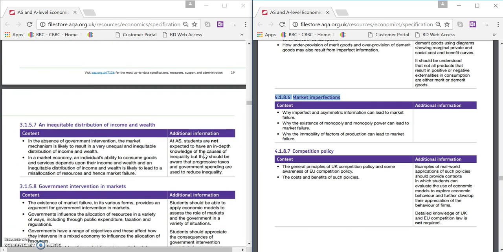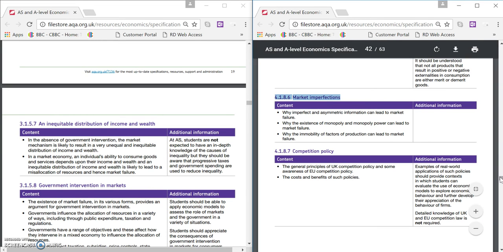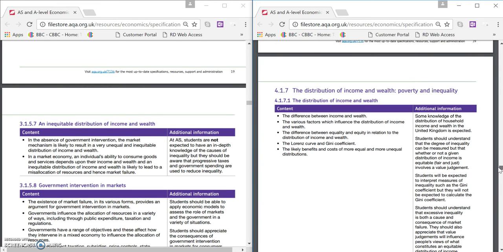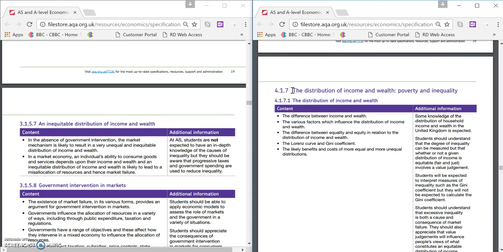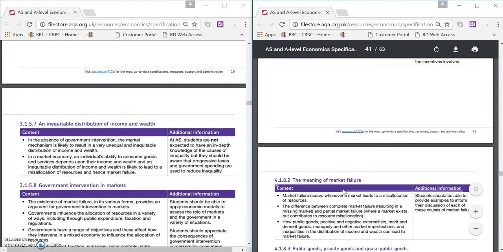Next up in the AS is the inequitable distribution of income and wealth. Now in the A-level we covered that as an entire content area, and I'll just scoot up here on the A-level spec, and you can see 417, which is where we are at the moment, just pre-Easter, is an entire section on that area. So whereas it only got a bullet point before, we've now got an entire section.